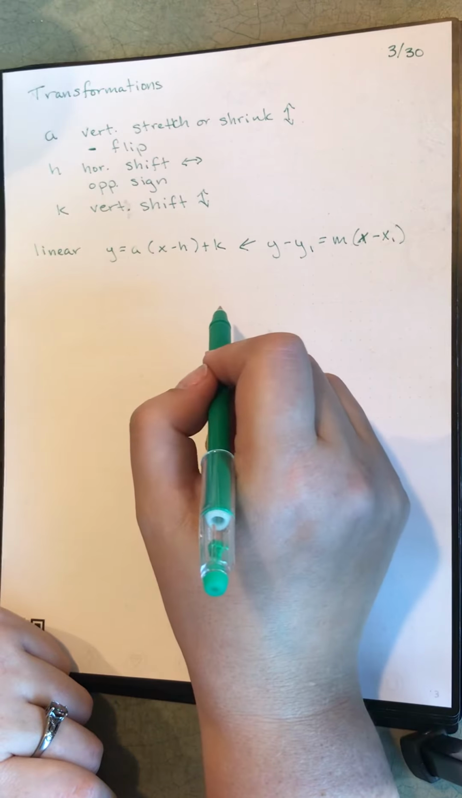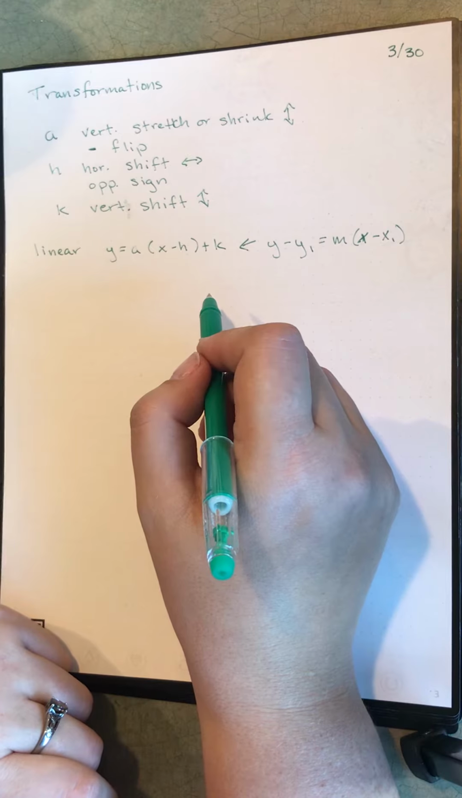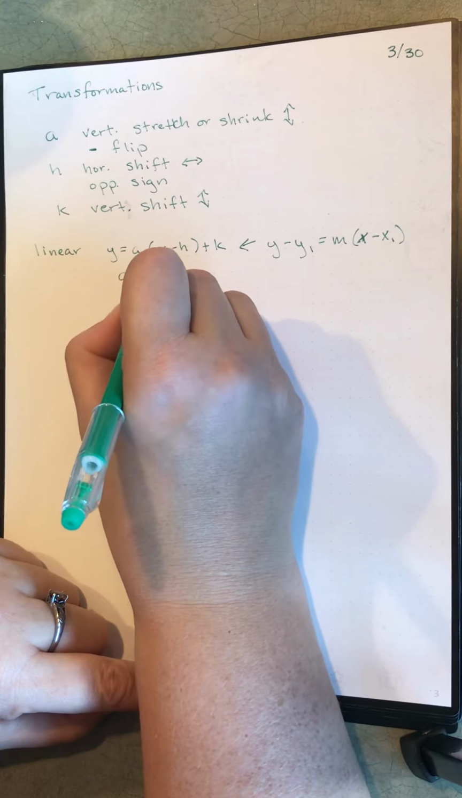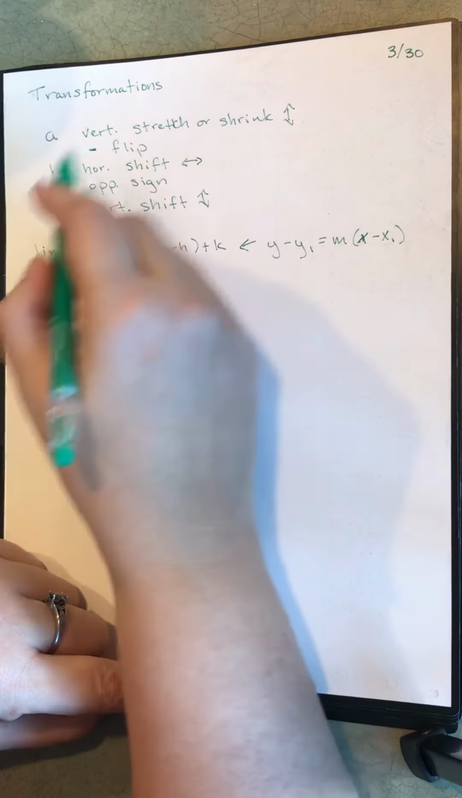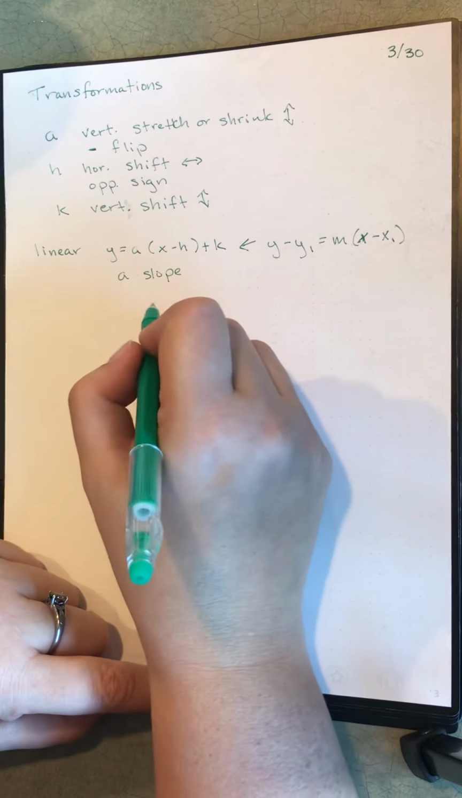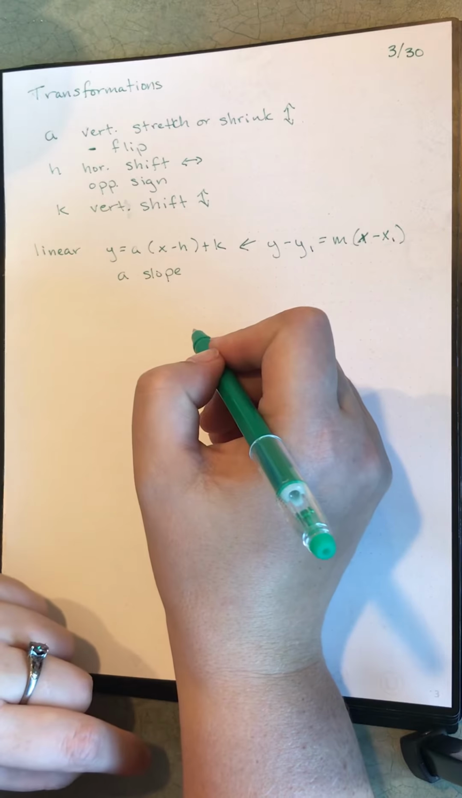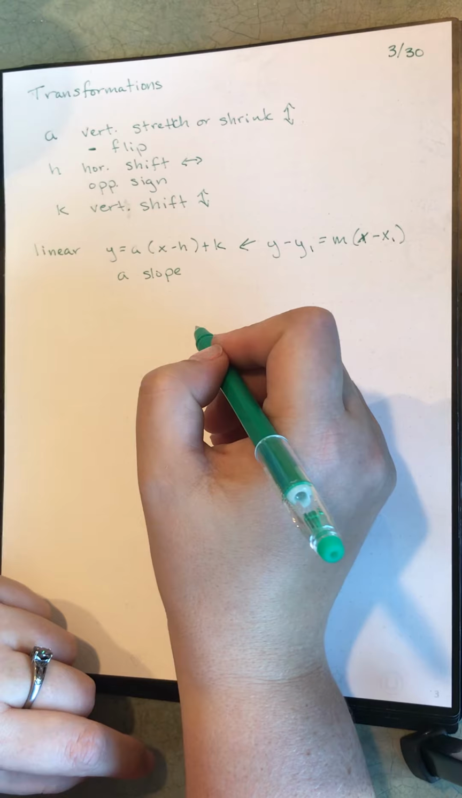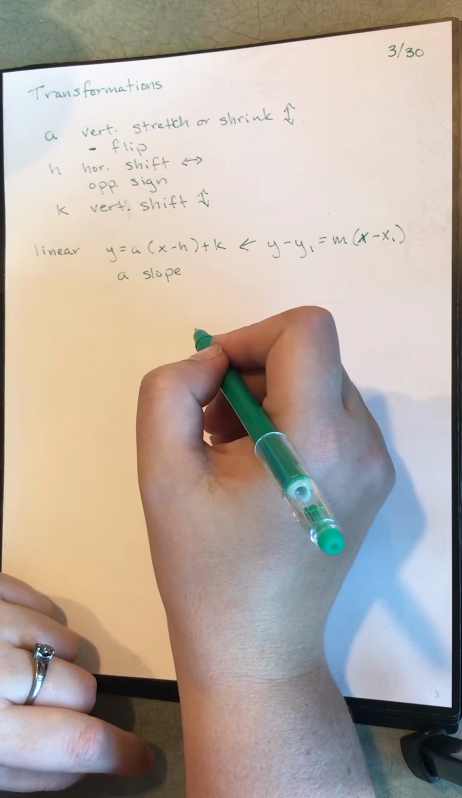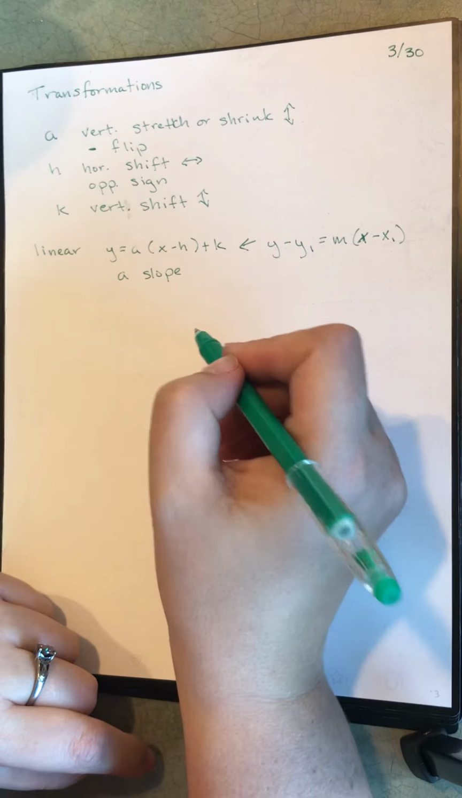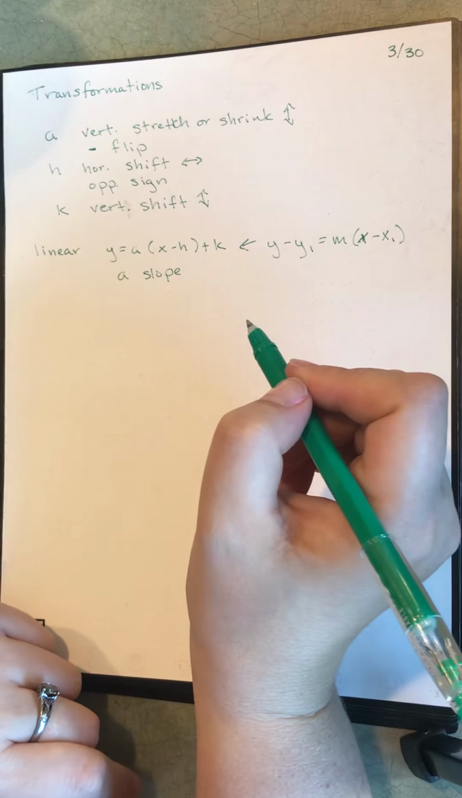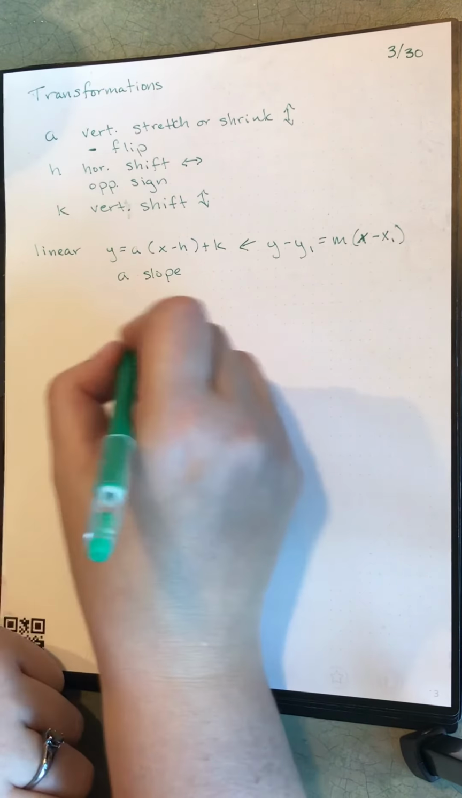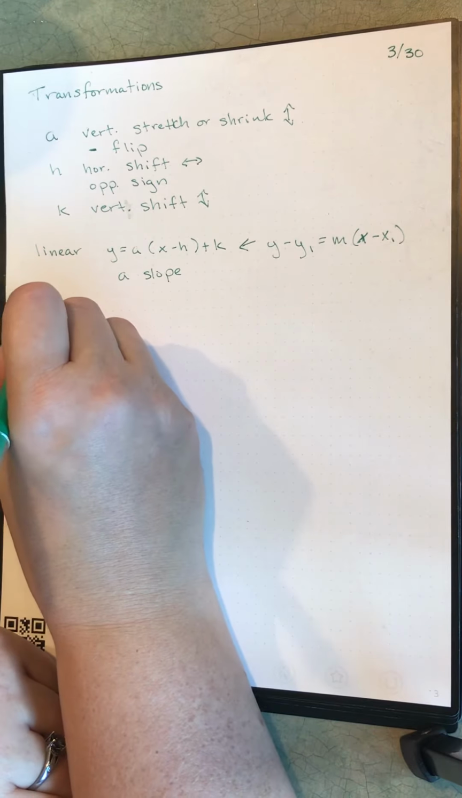A is our slope. In addition to all of this, we call it our slope, and then let's see, quadratic.